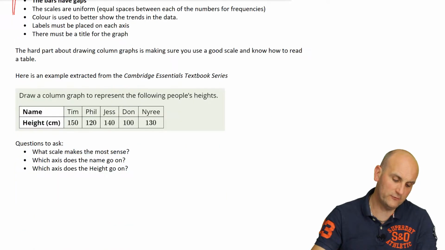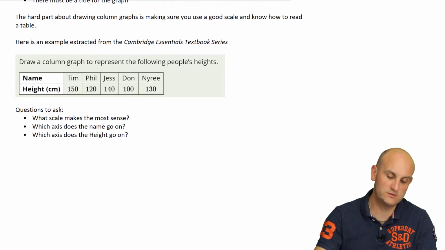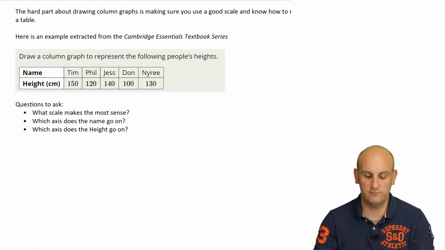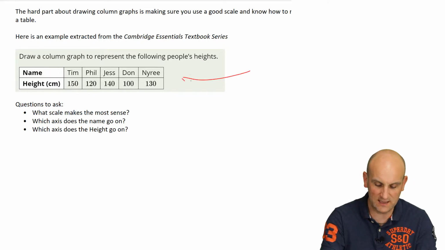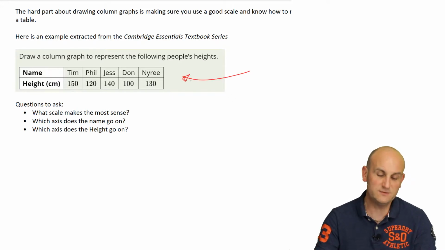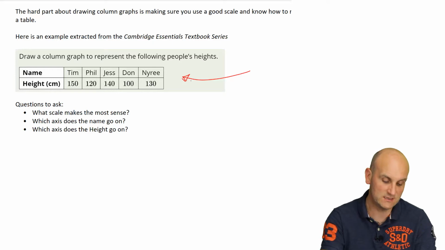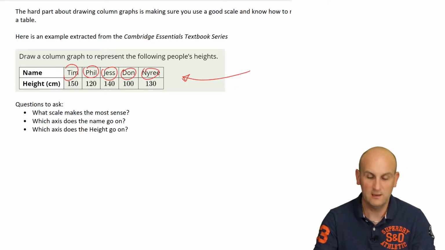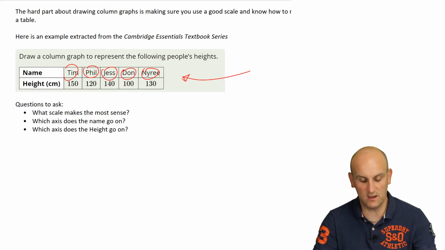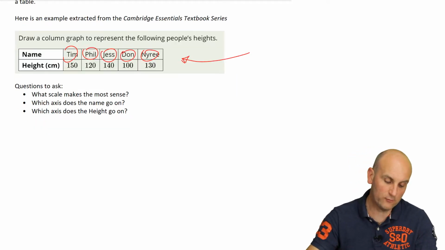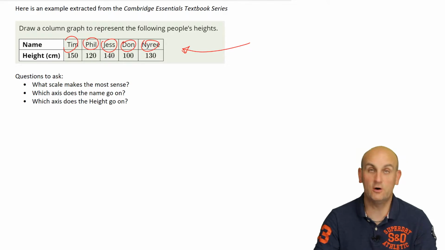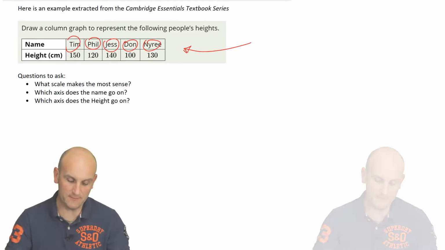So the hard part about drawing column graphs is making sure that you use a good scale and know how to read a table. And it just so happens I have a fabulous table here representing people's heights. Now what do you notice? We've got Tim and Phil and Jess and Don and Nairi. And below each of those names is a height. So we've got to now try and draw that in terms of a column graph. How am I going to do that?